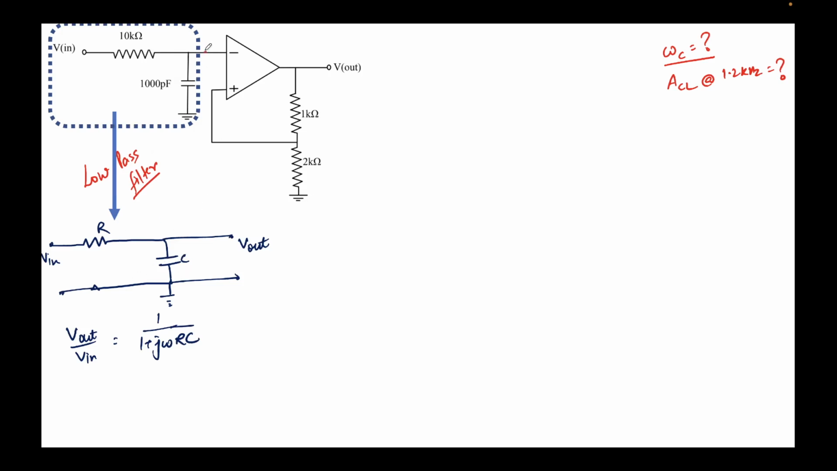Let's assume that this point is Vx. The potential here is Vx. So due to the virtual short condition, the potential here will also be Vx, right? So essentially V out is nothing but Vx in this case. And this is the expression for this circuit. So using this information, I can simply say that Vx over Vin is equal to 1 upon 1 plus j omega RC. Let's define R as 10k and capacitance C as 100 picofarad. This is the first result that we have obtained.